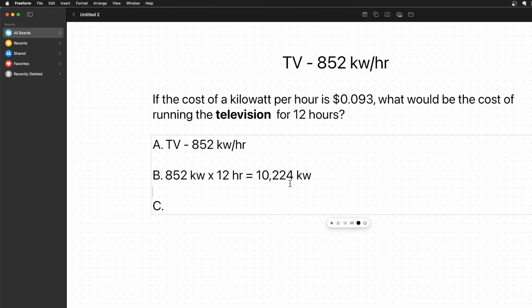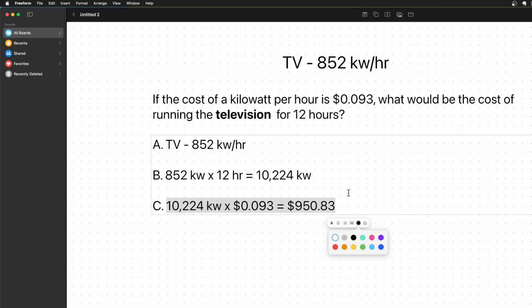10,224 total kilowatts. Now to get the expense, the cost of using all those kilowatts, we already know that the cost of 1 kilowatt is about 9 cents. So we need to multiply the 10,224 kilowatts by that 9 cents, and that gives us $950.83. And there's a 2 at the end, but nobody asked for 0.2 of a cent, so I just rounded down, and that would be your final answer.